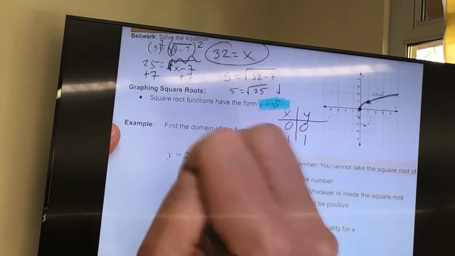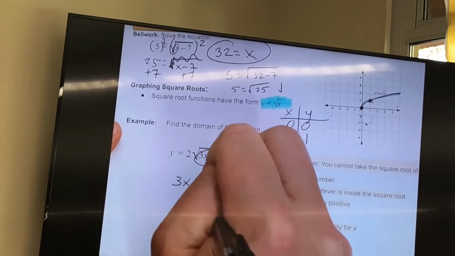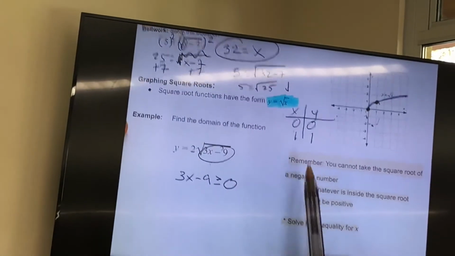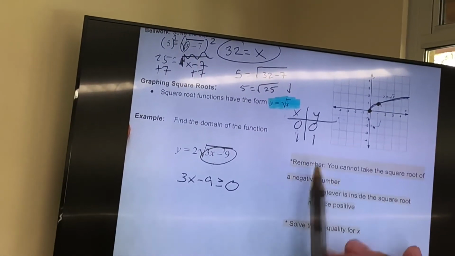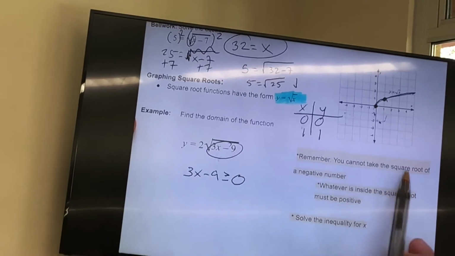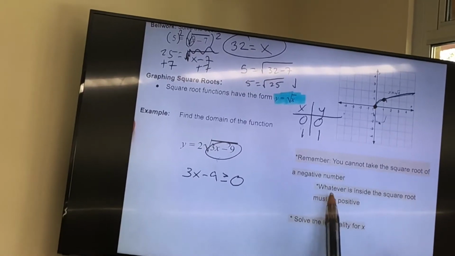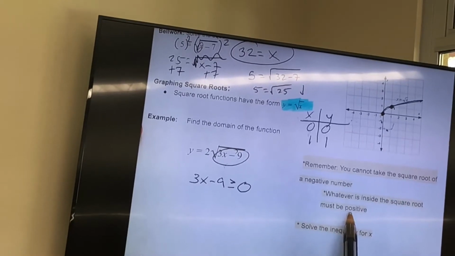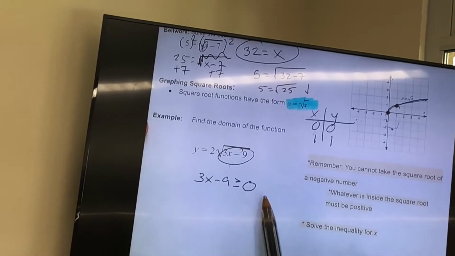So 3x minus 9 is greater than or equal to 0. Again, the side note here, just to hit it again, you cannot take the square root of a negative number. Whatever is inside the square root must be positive. The first non-negative number will be 0.